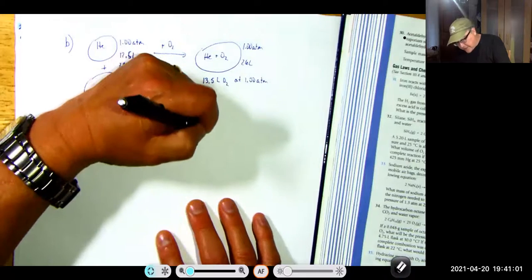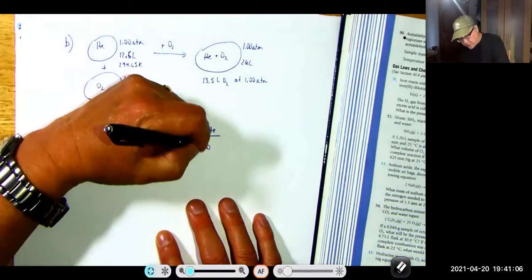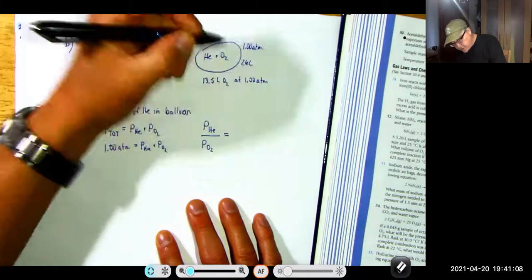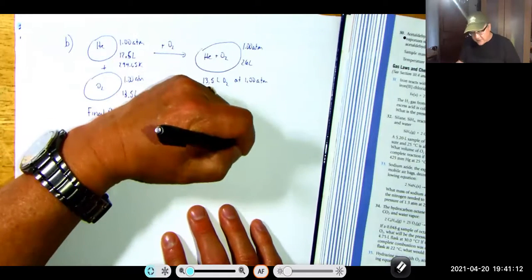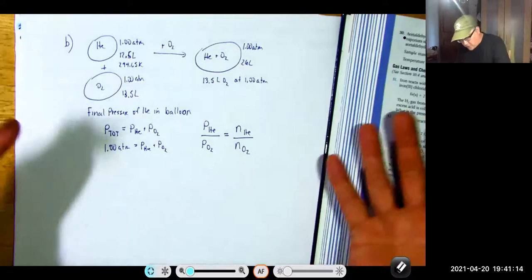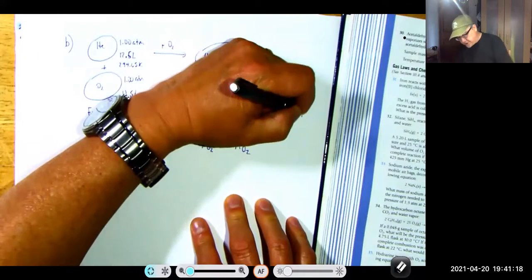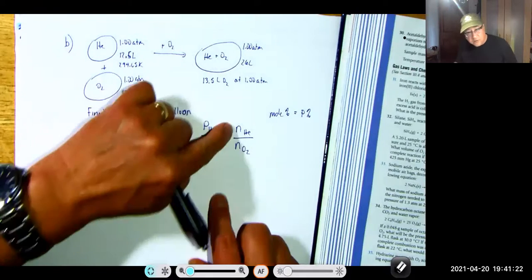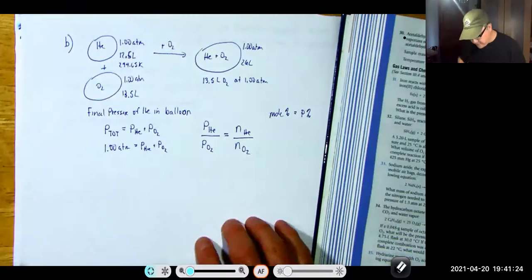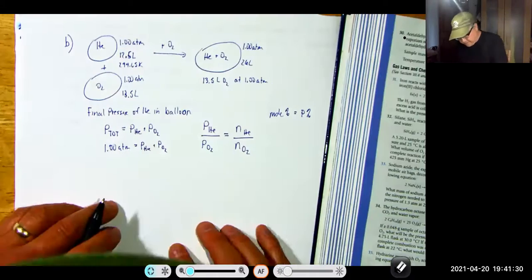So the pressure of helium finally in this balloon compared to the pressure of oxygen in this balloon is going to be equal to the moles of helium over the moles of oxygen, because as I told you before, mole percentage is pressure percentage. So if I have this ratio, then I can do it with moles also. Fair enough? Okay. So now let's take a look at the moles of helium over here.